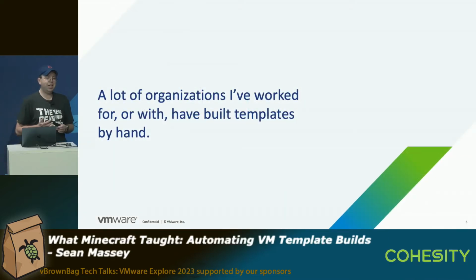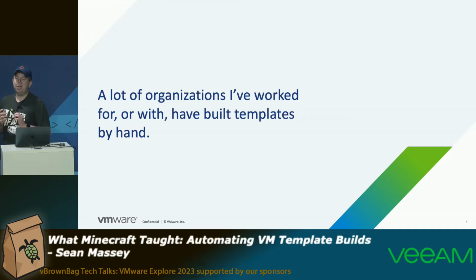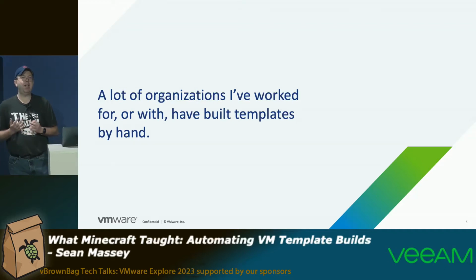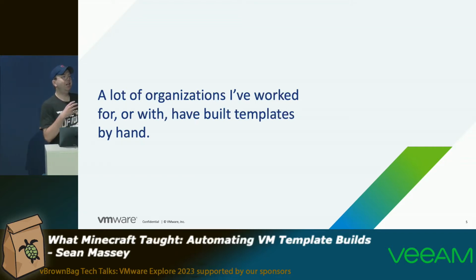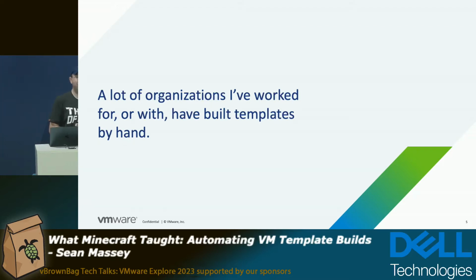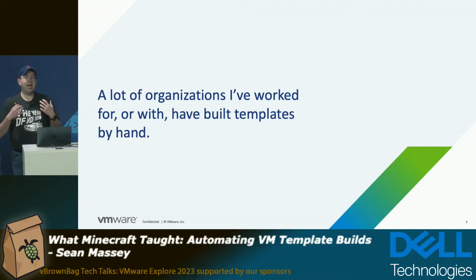In a lot of organizations I've worked for or with, they've built templates by hand. The problem with this is that when you build them by hand, you're not maintaining them on a regular basis, right? Because you built it once. You don't want to have to open it up again. You don't want to have to manually install Windows updates. And over time, you get problems with drift, right? What you get in the template is not what your standard should be.